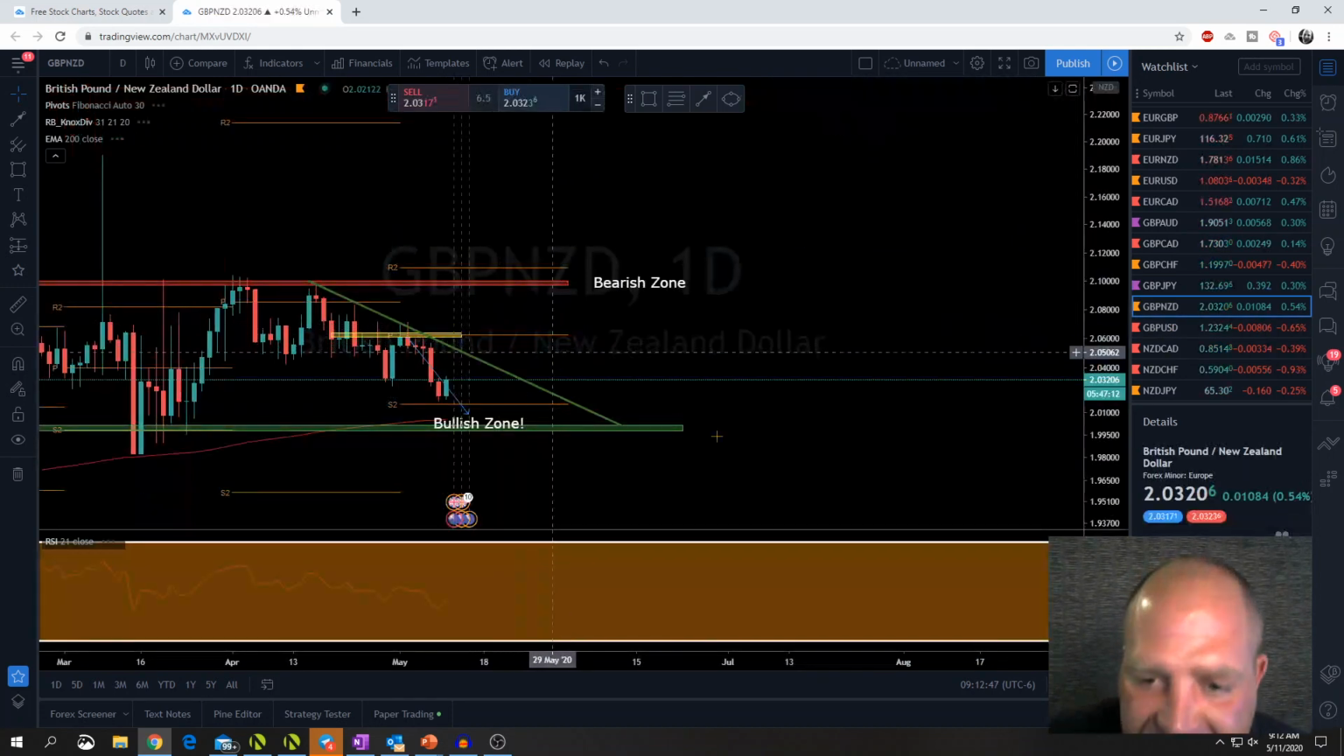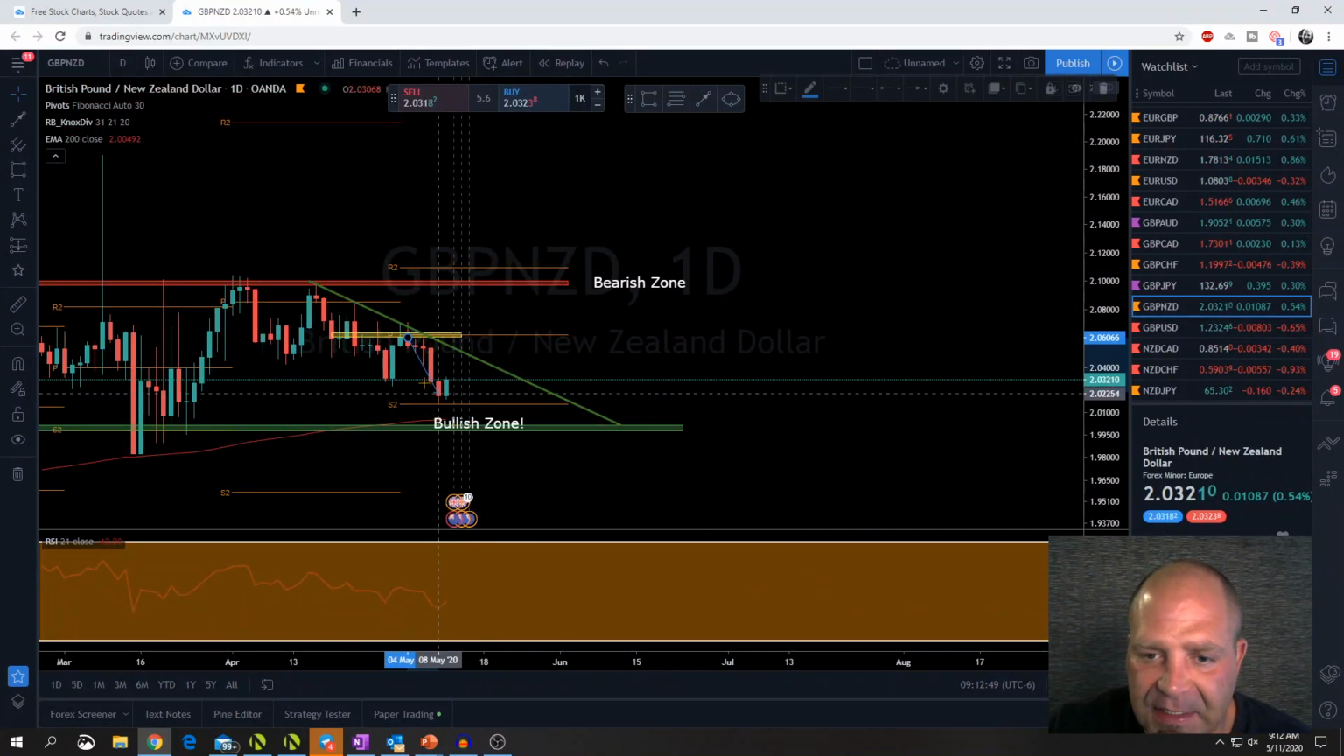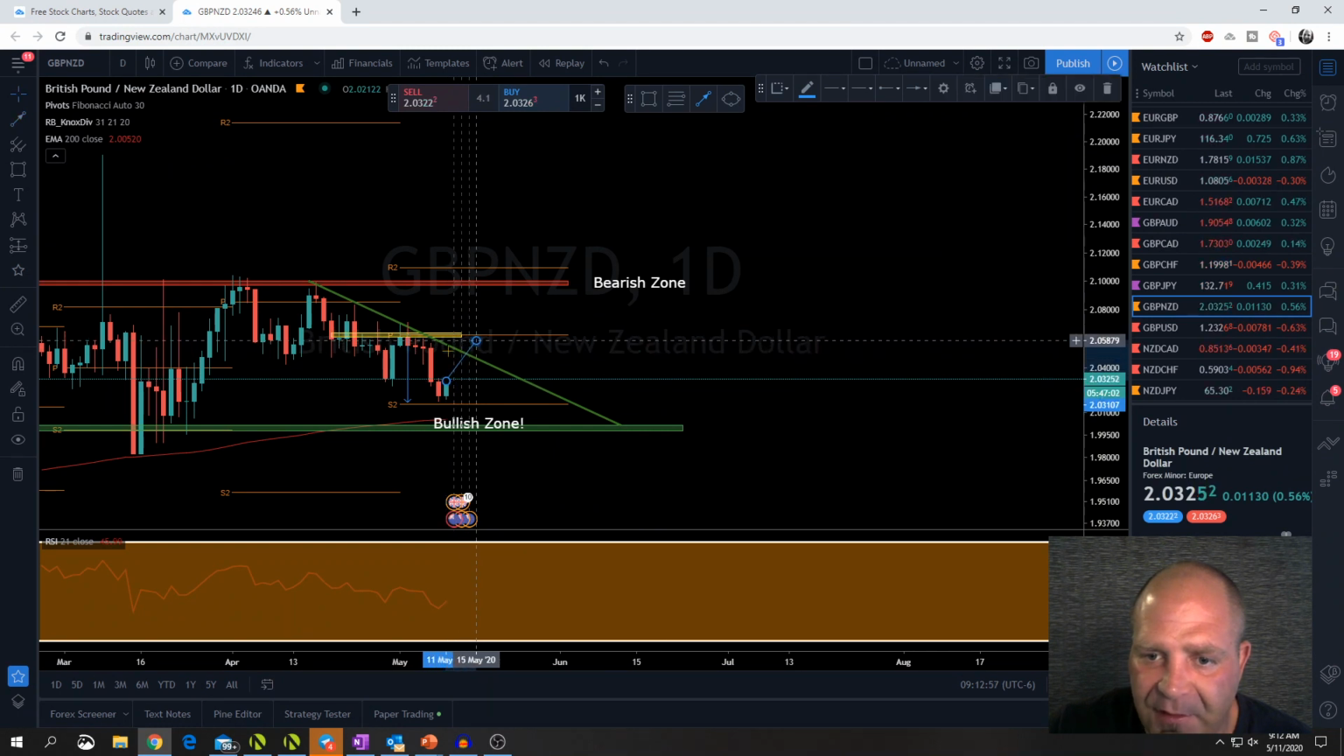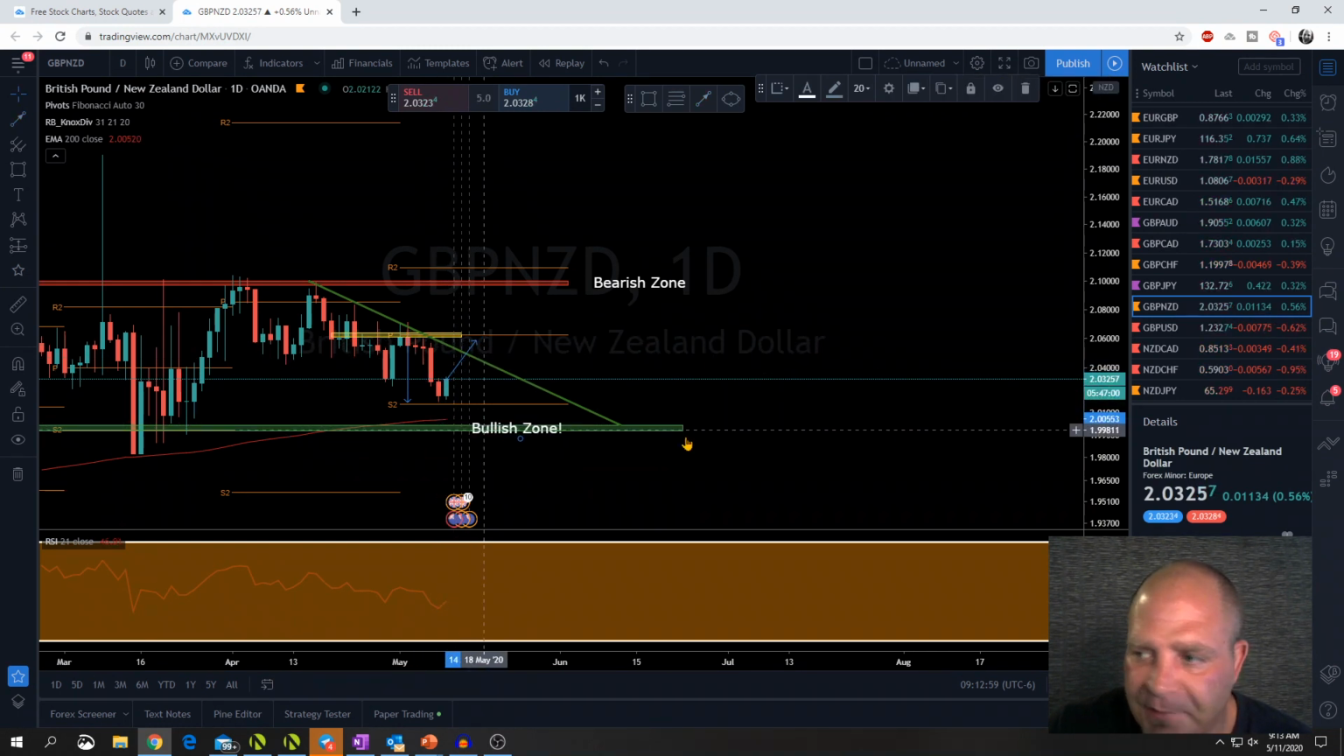British pound NZD. Ooh, price hit S2. It's now breaking this candle high. I think you're going to see a run back to this pivot or this trend line. Not a bad trade.